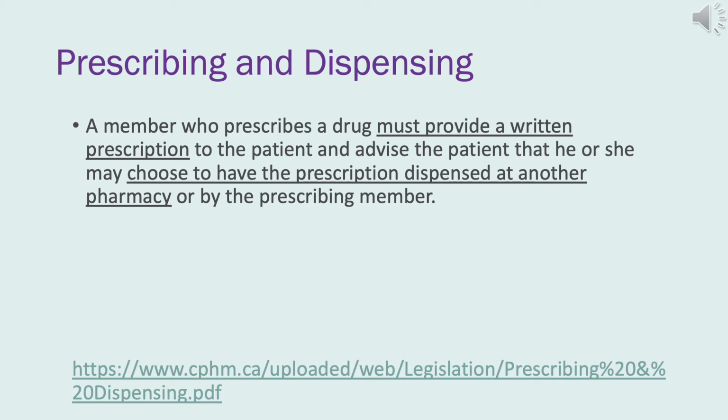The next practice direction we'll take a look at is standard number 4, prescribing and dispensing. This states that pharmacists must provide a written prescription to the patient and must also give the patient the choice of having the prescription filled elsewhere. The patient may choose to have the prescription filled by the same pharmacy where it was prescribed, but this is absolutely their choice and they must not be swayed either way.